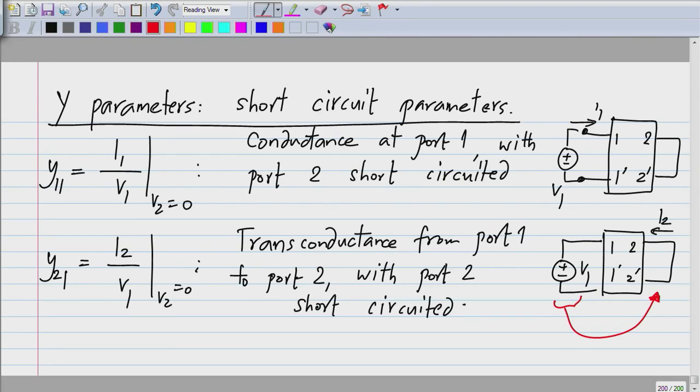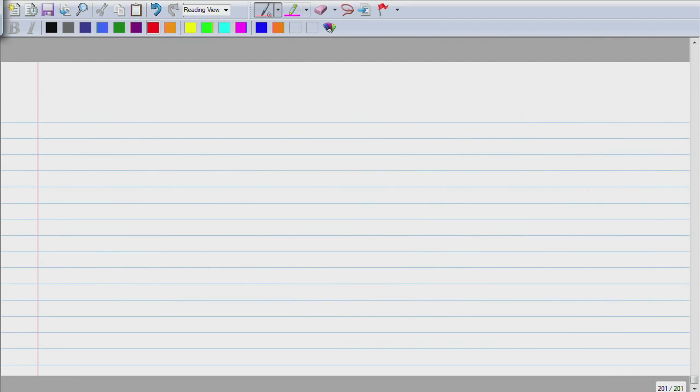So now please give me the interpretation of Y22. What is Y22? We know that it is I2 by V2 with V1 equal to 0. So please give me sort of the verbal interpretation of what this parameter is, Y22.